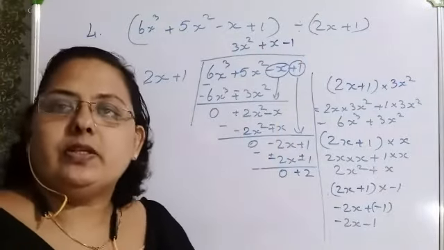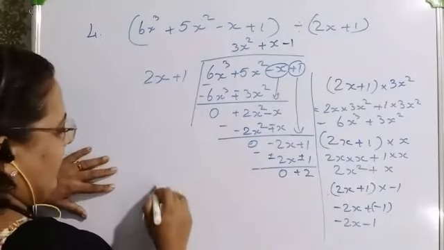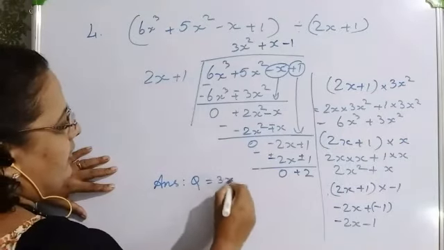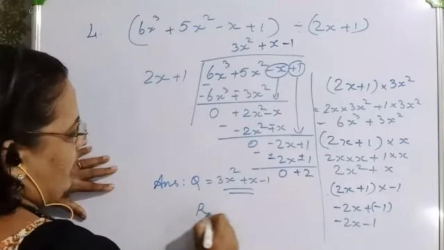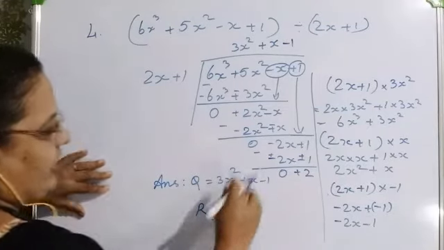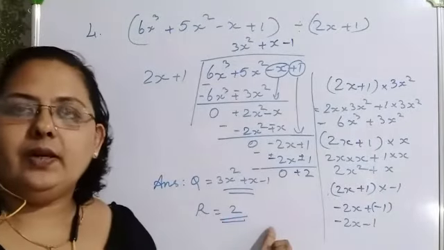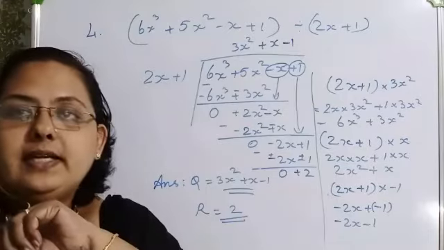Such questions also can come for you. So while you are writing the answer, what you have to write? Quotient is equal to 3x square plus x minus 1 and remainder is equal to 2. Separately you have to take it down and write. Okay, so the fourth problem, did you understand?